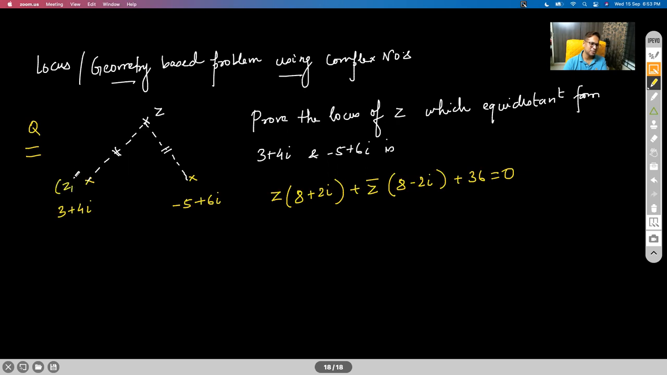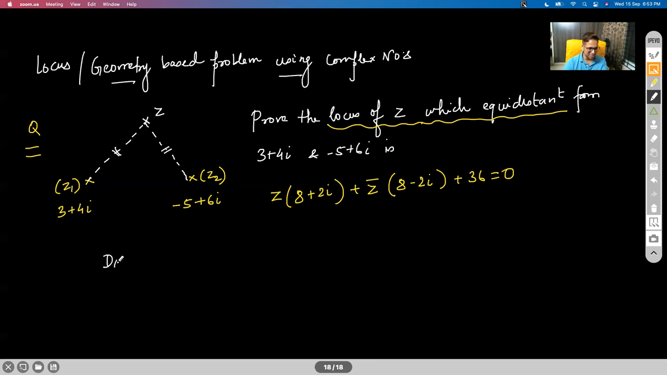If I call this Z1 and this Z2, how do you write this relation in modulus format? If I want to say the distance of Z from Z1 is the same as the distance of Z from Z2, in modulus language, how do you write it? Please type it in your chat box.